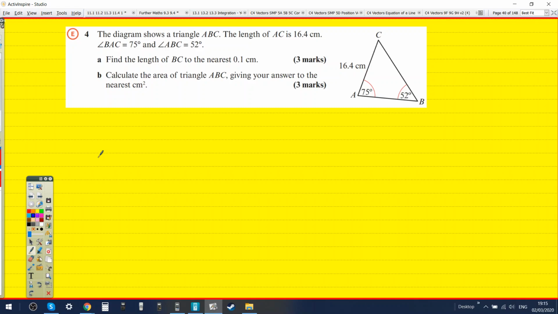So would I need to find out the angle of ACB? I don't think so. If I just do sine 52 over 16.4 equals sine 75 over x, will that give me the answer? Yep. And try that in your calculator. Yeah. So this is an unknown side.